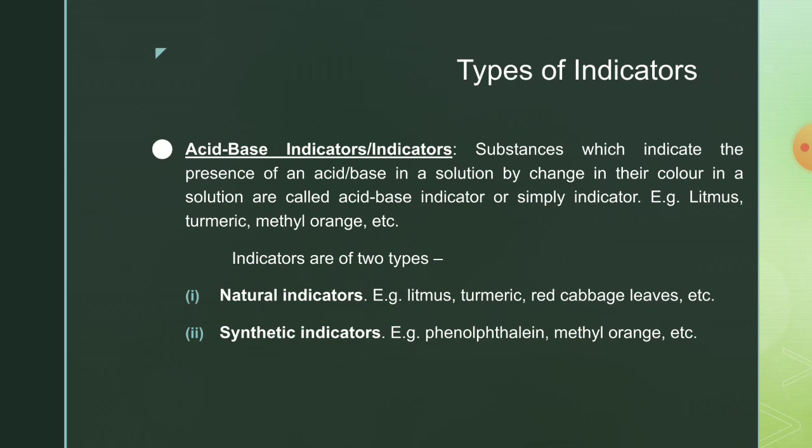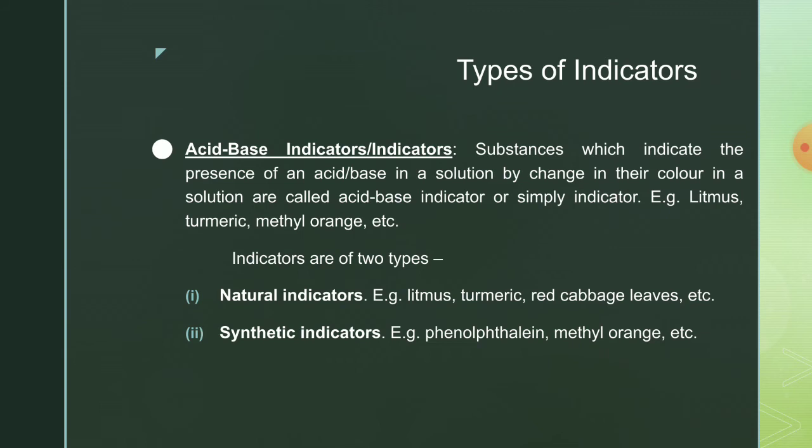So indicators are broadly classified into natural indicators and synthetic indicators. Then we come to the definition of indicators. Substances which indicate the presence of acid or base in a solution by a change in their color in the solution are called acid-base indicators or simply indicators. Examples of indicators are litmus, turmeric, methyl orange, etc.